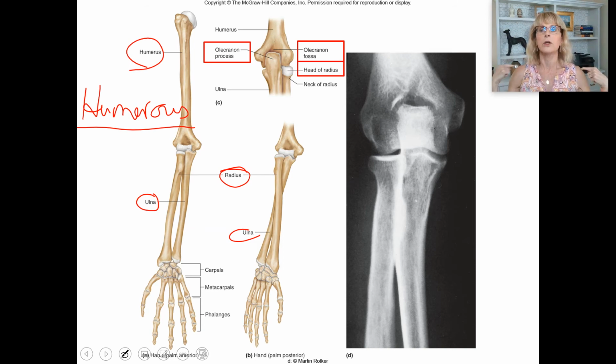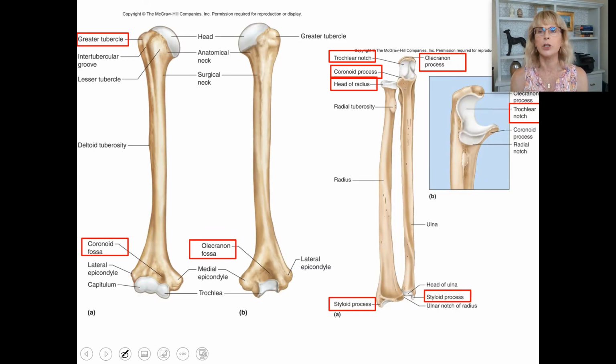Scapula, clavicle, acromion process. See, you're halfway there. Let's look at the humerus.